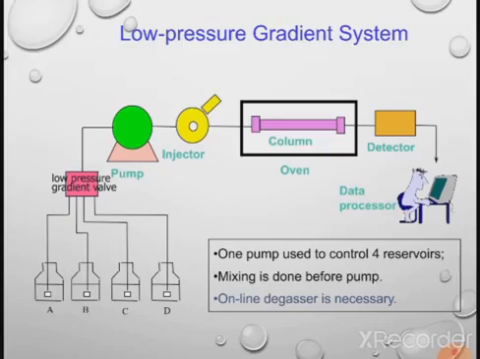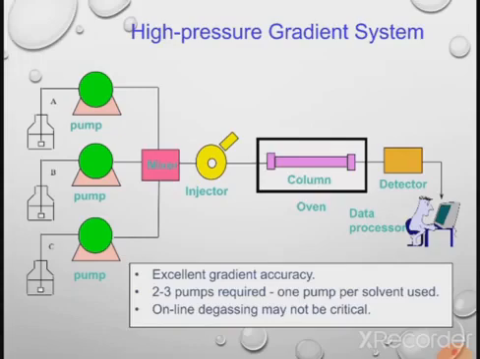Then next is the pump, then the injector, the column, then the column oven to control the temperature of the column, then the detector and data processing. So in short, one pump is used with four reservoirs. Mixing is done before the pump, and online degassing is necessary. The most important thing is that the mixing is done before the pump, so it is called the low pressure gradient system. Now we want to learn the high pressure gradient system. In the high pressure gradient system, excellent gradient accuracy is achieved.